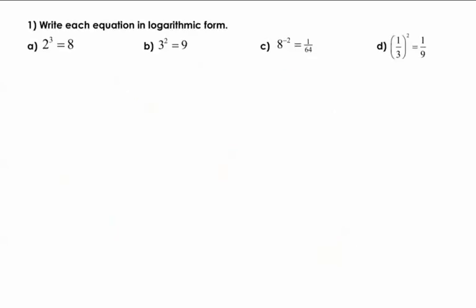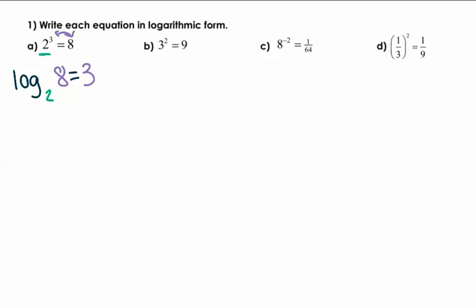Okay, so let's practice this. The first example is 2 to the third power equals 8. These are all true statements. We know that 2 cubed equals 8. So the base here is 2. So when I write this in log form, I'm going to have the word log, and then the base is still going to be 2. And then these two numbers, these two values, switch places. So now I'm going to have 8 equals 3.